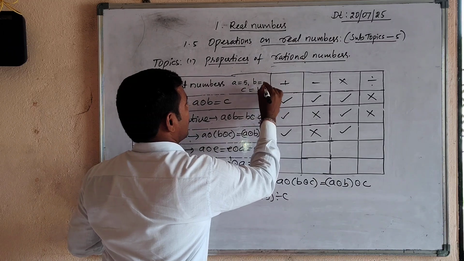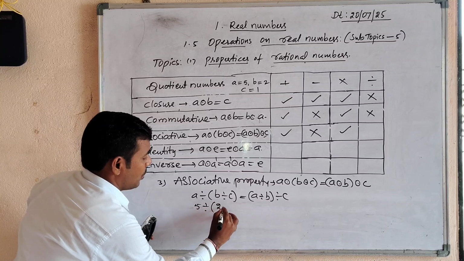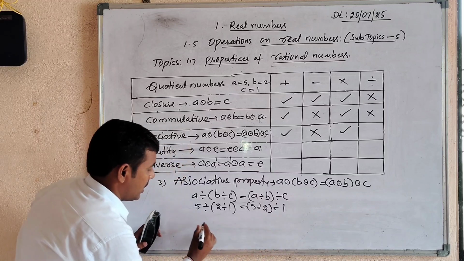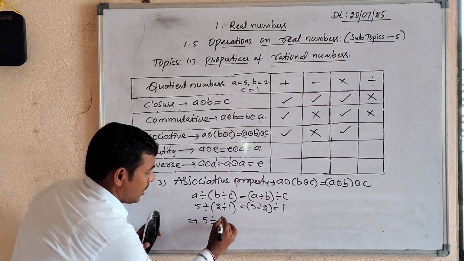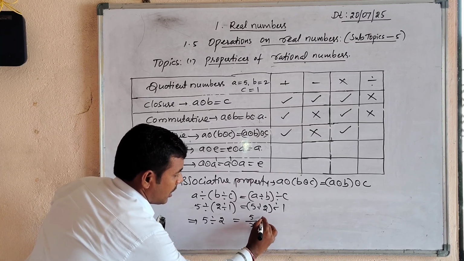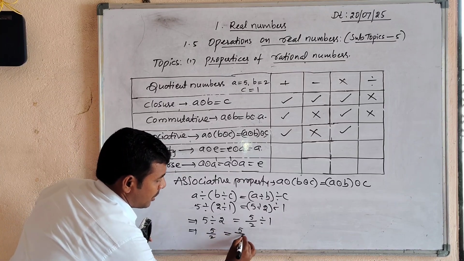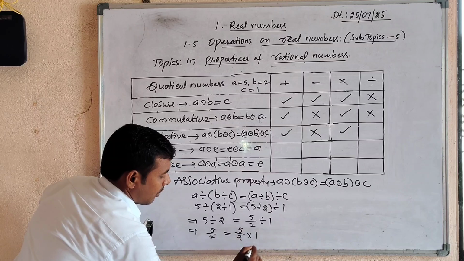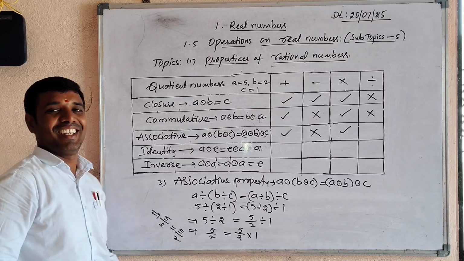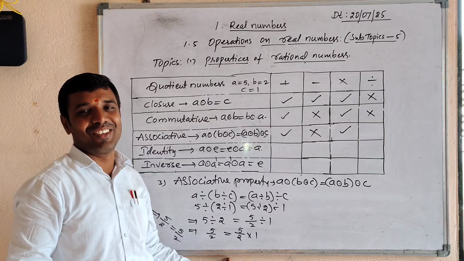Let us take B value, suppose 2. Now substitute there. 5 divided by (2 divided by 1), which is equal to (5 divided by 2) divided by 1. Let us see. 2 divided by 1 is nothing but 2 only, so 5 divided by 2, which is 5 by 2. On the right side, 5 by 2 divided by 1 is 5 by 2. We got the same only. Actually, in the second situation also, left side is equal to right side.